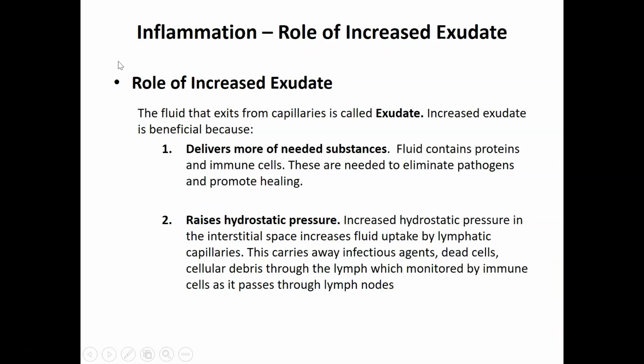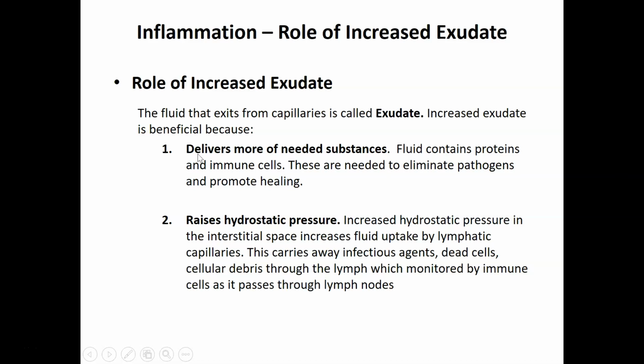Also, you have excess fluid exiting from the bloodstream. That fluid is called exudate. Exudate is the fluid that was in the blood vessel that's now exited into the tissue. You have a lot of fluid exiting because the capillaries are so porous now. So what is the role of an increased exudate during the inflammatory response?